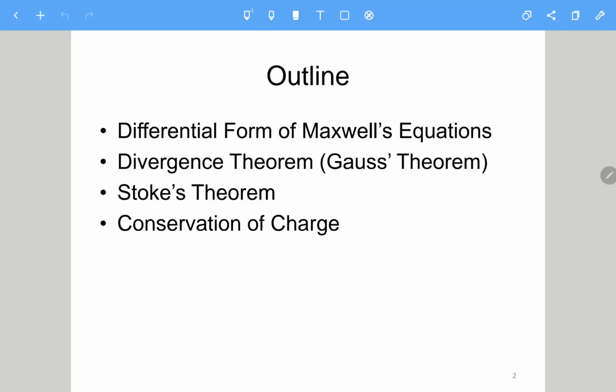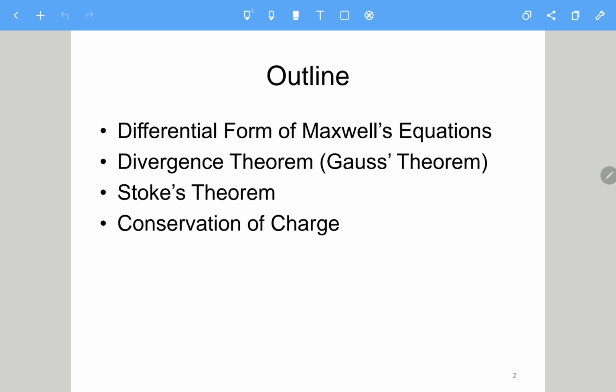So here is the outline for the supplementary notes for the Maxwell equation. We will introduce the differential form of the Maxwell equation. In the lectures in chapters 23, 28, 29, and 30, we learned Gauss's Law, Ampere's Law, and also Faraday's Law. And in chapter 32, we also talk about Gauss's Law for the B field.